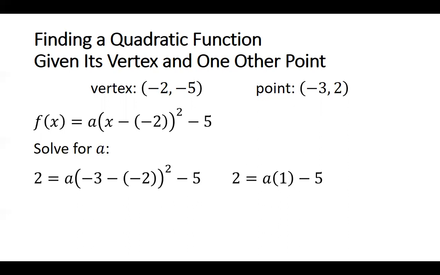We still have our vertex in there, so that's where we have 2 equal to a times (-3 minus -2) quantity squared, minus 5, giving us 2 is equal to a times 1 minus 5. A times 1 is obviously a, so we can add 5 to both sides, and we get a is equal to 7. So now that we have a, we can plug that into our generic formula with the vertex in there. So f of x is equal to 7 times (x minus -2) quantity squared, minus 5.